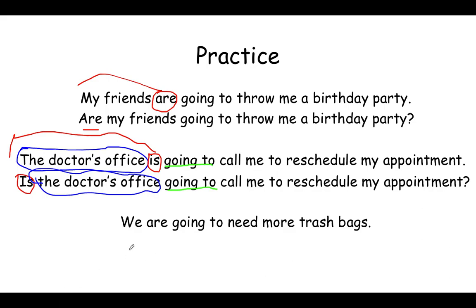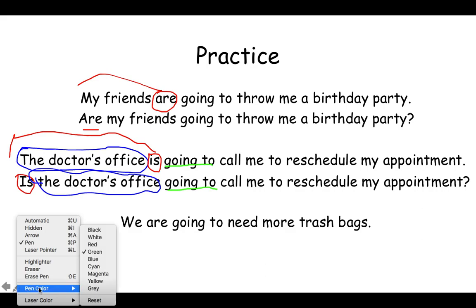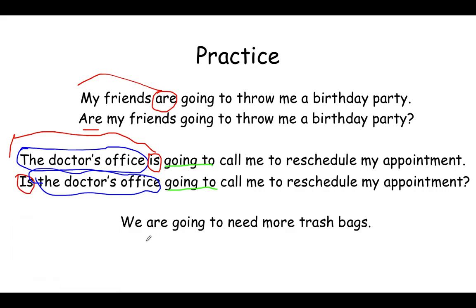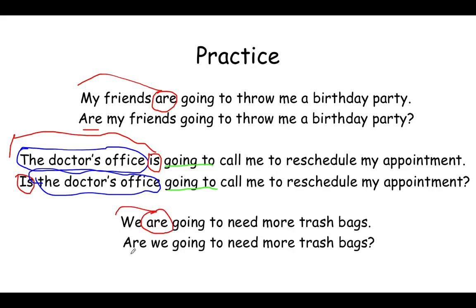Okay, so for our next question, let me change my pen color real quick. Back to red. So we are going to need more trash bags. So we know that we is who we're talking about, and we see going to, so what we need to find is the form of be, which is are, which is right here, and we put it at the beginning of the sentence. Are we going to need more trash bags? And that makes it a question.